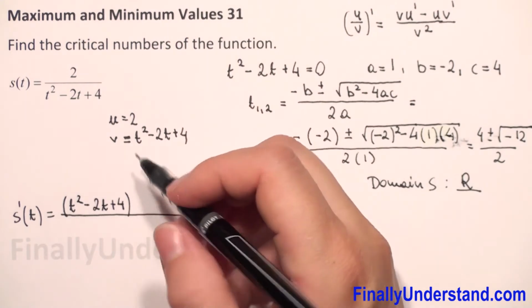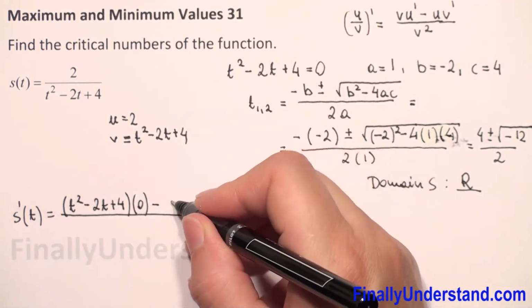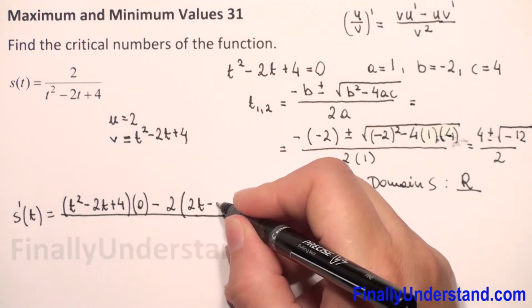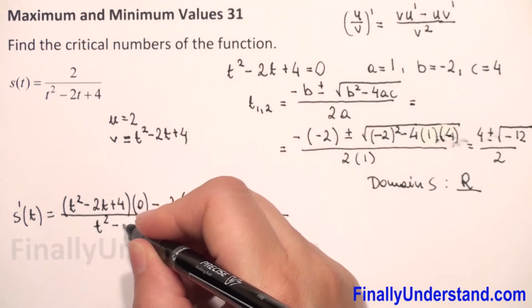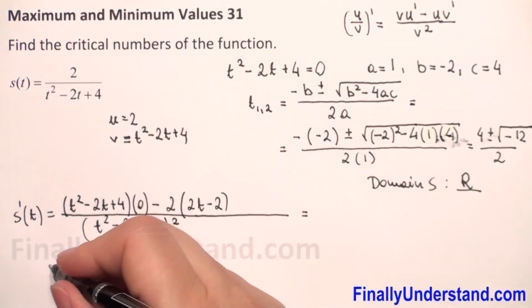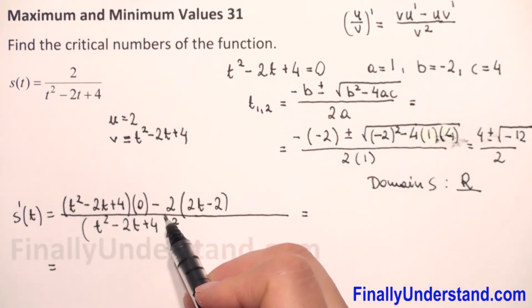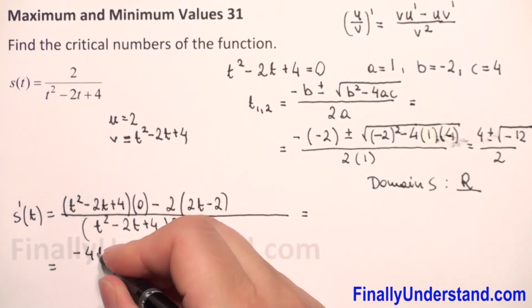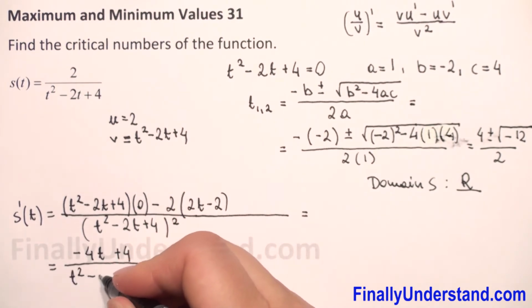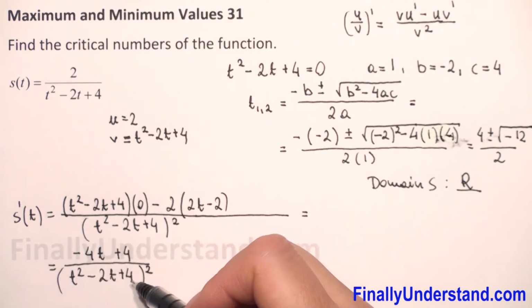So in the numerator, we just copy the denominator, so we have t squared minus 2t plus 4 times the derivative of 2. The derivative of a constant is 0, so it's times 0. Minus, we have now 2 times the derivative of the denominator, which is 2t minus 2, over t squared minus 2t plus 4 to the second power. This is equal to, we have the first part, 0 times this whole expression will be 0. So we have negative 2 times 2t, which is negative 4t. Negative 2 times negative 2 is plus 4, over t squared minus 2t plus 4 to the second power. So we have the derivative of our function s.